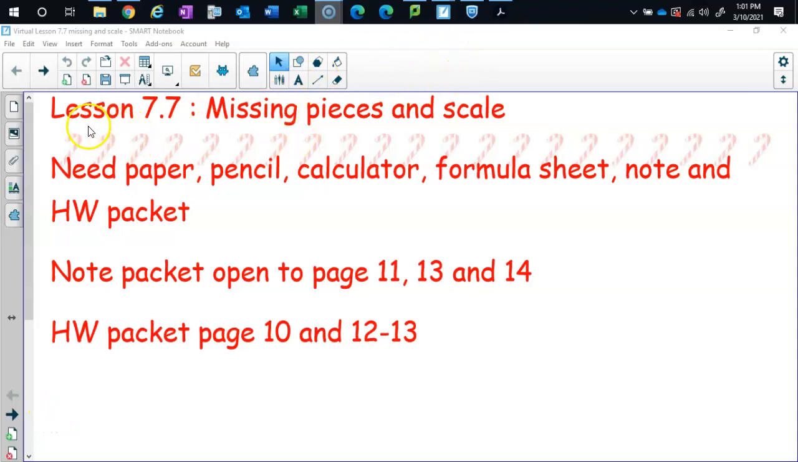All right, guys, today is lesson 7.7. We're doing two things today, missing pieces and scale. We've kind of already done the missing pieces, and you'll see what I mean in a moment.